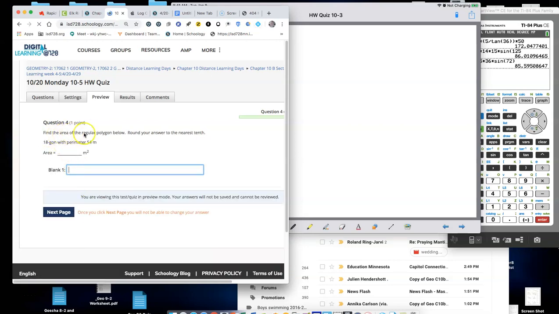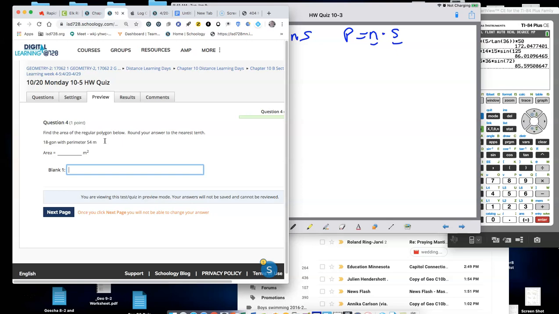Now, I've got to find the area of a regular polygon below, rounded to the nearest tenth: an 18-gon with perimeter 54. What's really cool about this is that area is equal to 1/2 a n s. Having a formula tells me what I have to look for. And remember, n times s is the perimeter: the number of sides times the side length is the distance around.